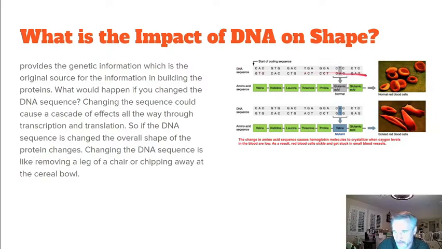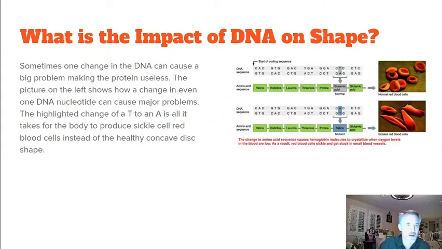So if you take a look, if you have this slight change at one spot on a particular three-letter codon, then it changes one amino acid, and that changed amino acid causes sickle cell. So one little mistake or difference or change in your DNA could cause you to have this sickle cell anemia. So sometimes one change in DNA can cause a big problem, making the protein useless.